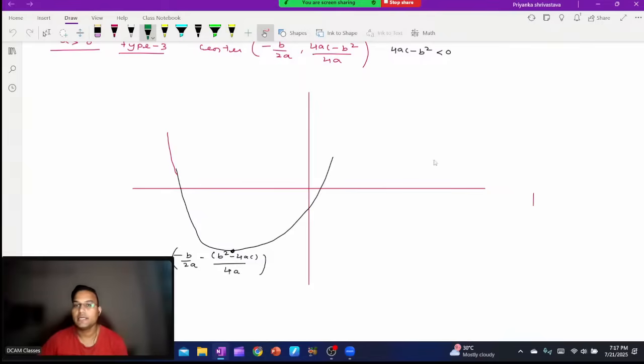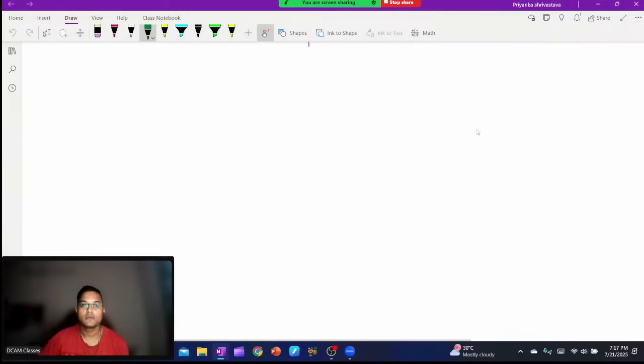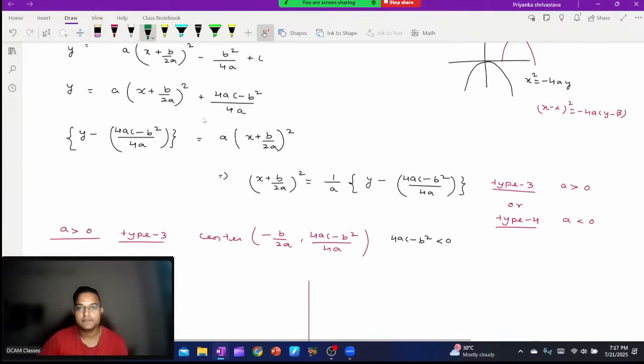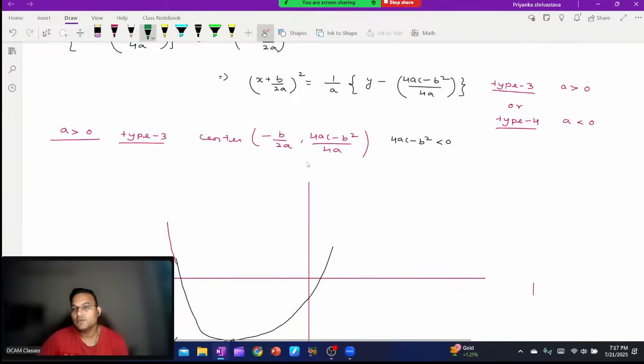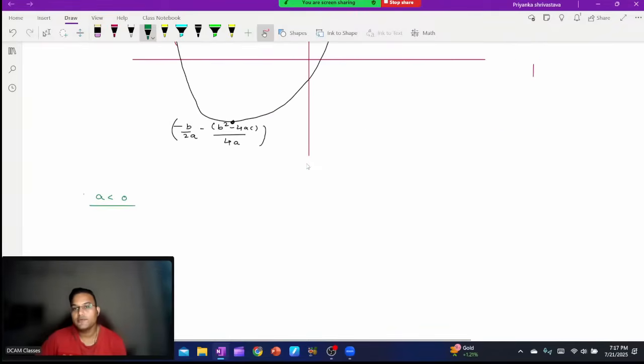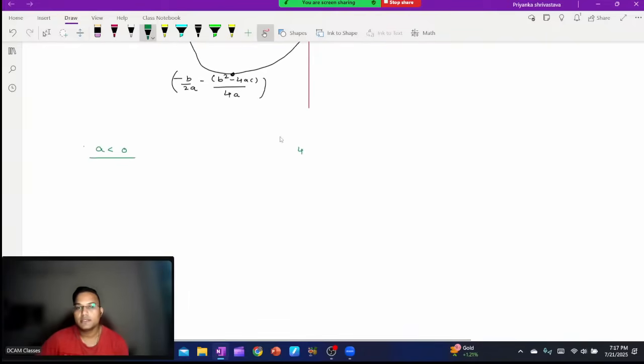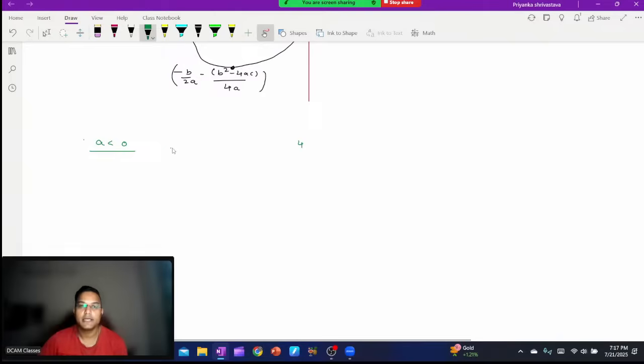If I have taken another case, which was a less than 0, in that case my equation will become like this. Center is same. So a is less than 0 means 4ac minus b square, and here 4ac minus b square is greater than 0. A is less than 0 means c. Center is again minus b by 2a, comma 4ac minus b square by 4a.